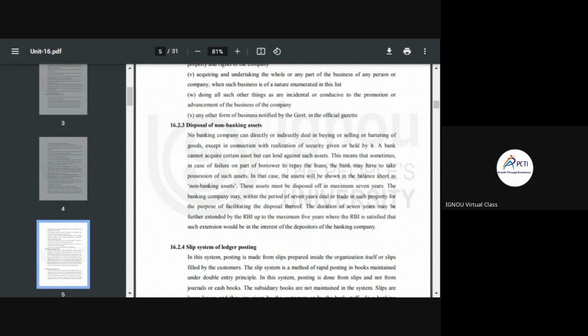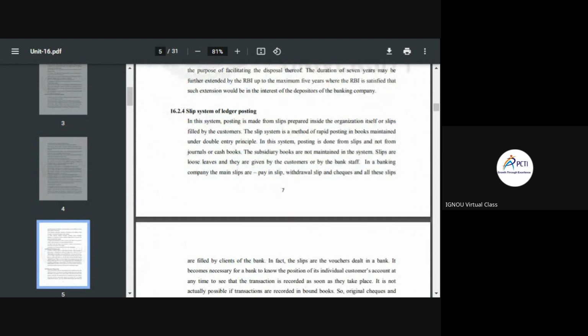The banking company may, within the period of 7 years, deal or trade in such property for the purpose of facilitating the disposal thereof, and the duration of 7 years may be further extended by the RBI up to a maximum of 5 years, where the RBI is satisfied that such extension would be in the interest of the depositors of the banking company. Next one is the slip system of ledger posting.